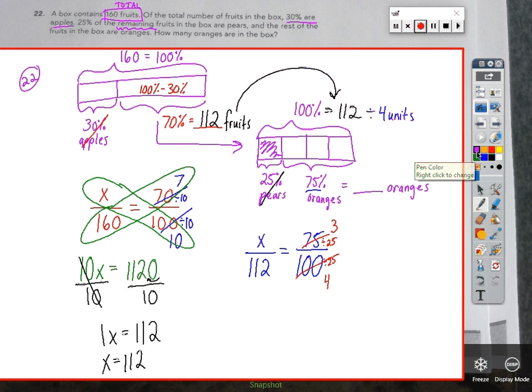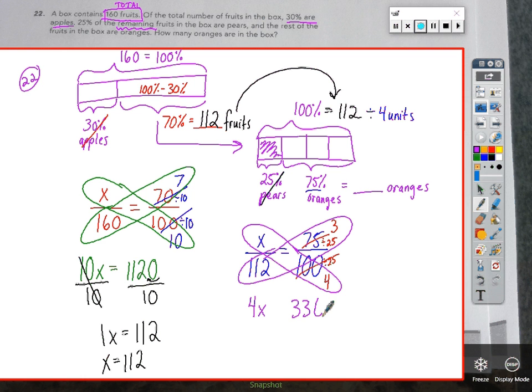Step 3, every time, tells you cross products, cross multiply. What it doesn't say is set those cross products equal to each other. So I want you to do that now. 4 times x is 4x. And 3 times 112 would be 336. I want to keep my variable terms separate from what's called constants, so I bring down this drawbridge, this equal sign.